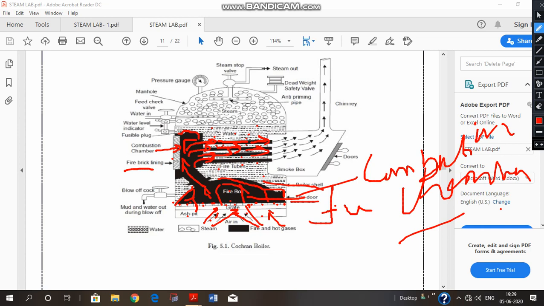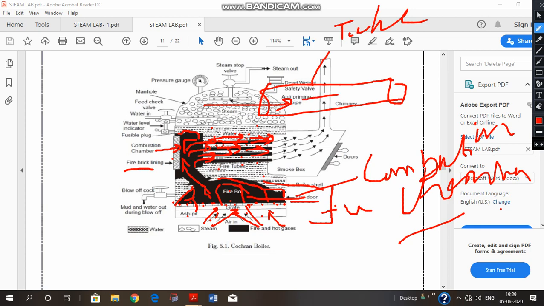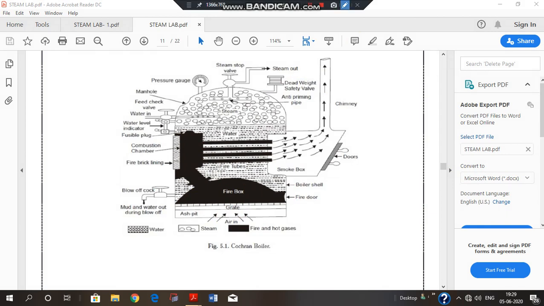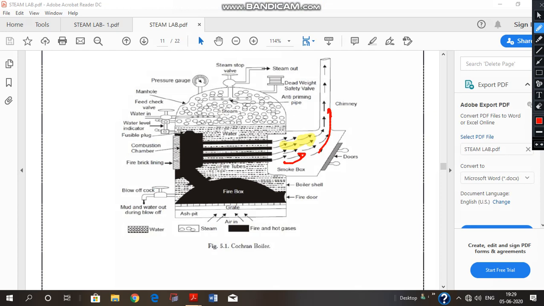So in their path of flowing through, now I am going to make it bigger, this is a tube, and this tube carries the flue gases. In their path of flowing, the flue gases are going to heat up the water surrounding them. This is the water which surrounds the tube, and the water is heated in this way. And finally, there is an escape of the flue gases through the chimney.